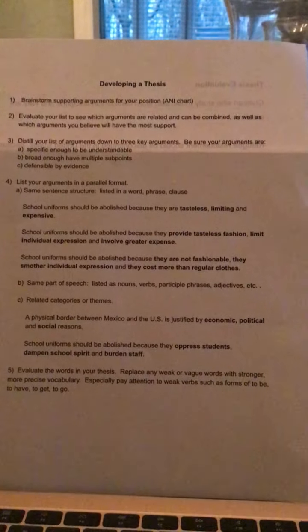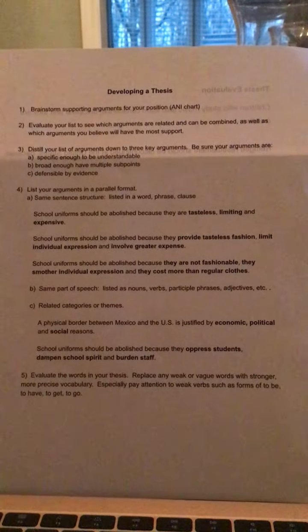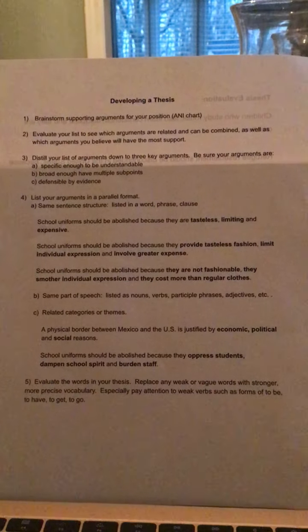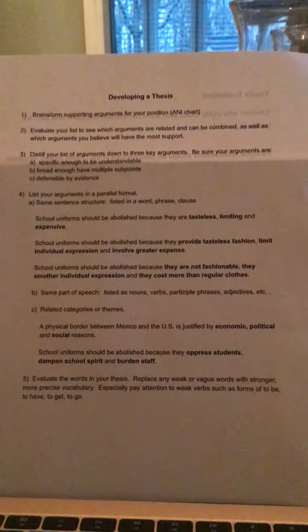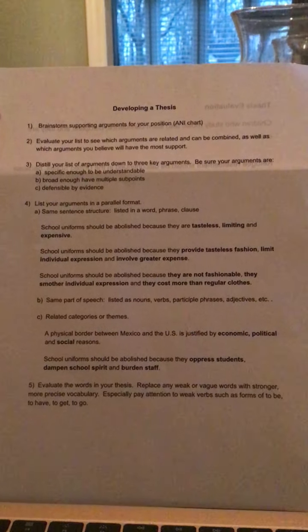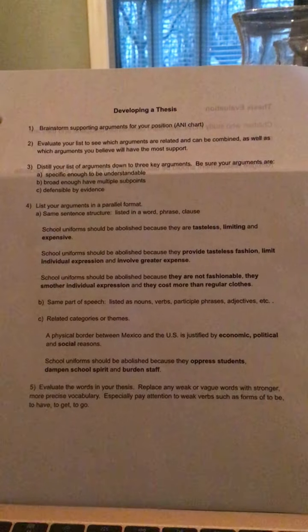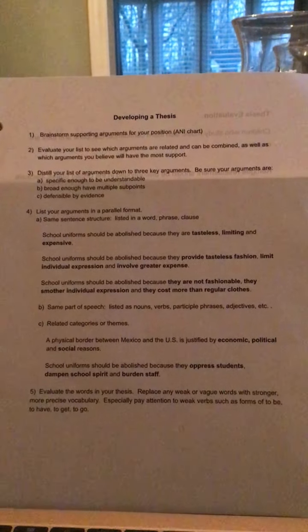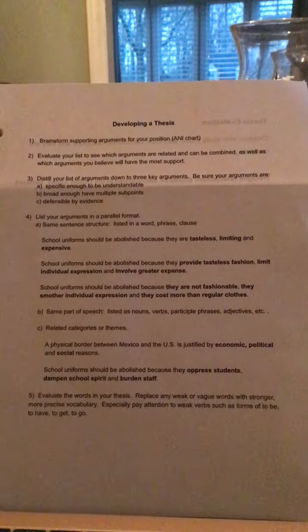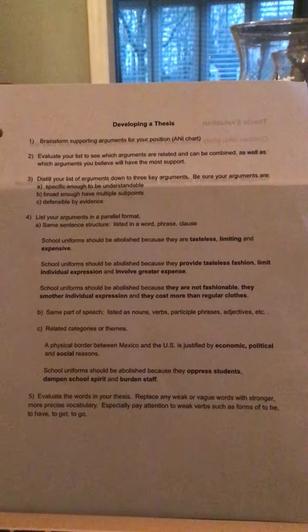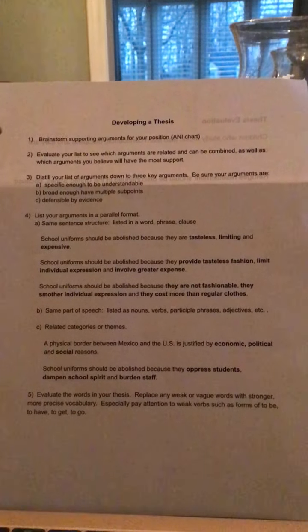So my topic that you'll see more of next week is that a physical border between Mexico and the U.S. is justified. That's my central claim. And when I did my Annie chart, I had things like illegal immigrants cost American taxpayers. Illegal immigrants take jobs from Americans. Illegal immigrants send money out of the country. Those are very specific.